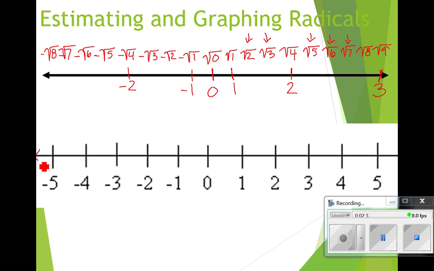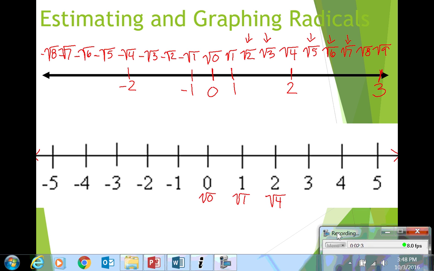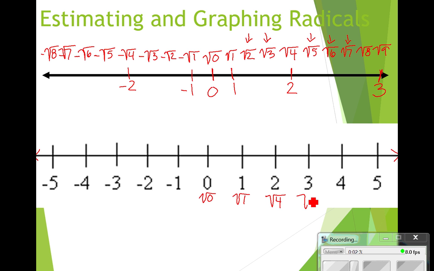Now let's do a regular number line, and you can just go from negative 5 to positive 5. And to start, I'm going to make sure that I have the square roots that go with these numbers. So I know this is going to be the square root of 0, square root of 1, because 1 times 1 is 1. 2 times 2 is 4. 3 times 3 is 9. 4 times 4 is 16. 5 times 5 is 25.